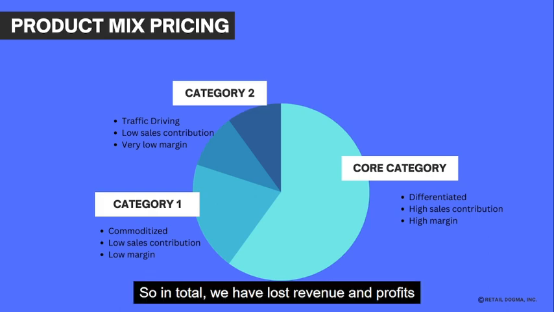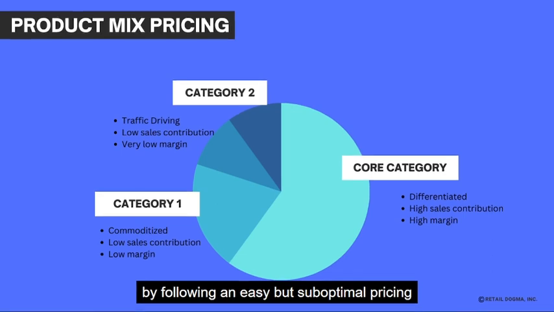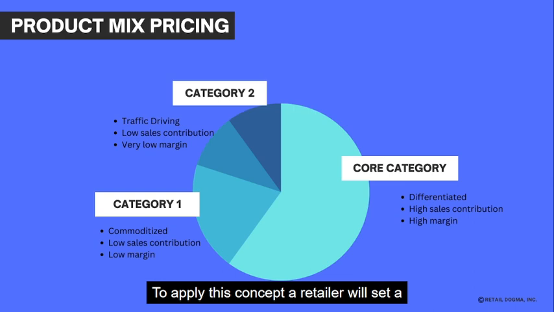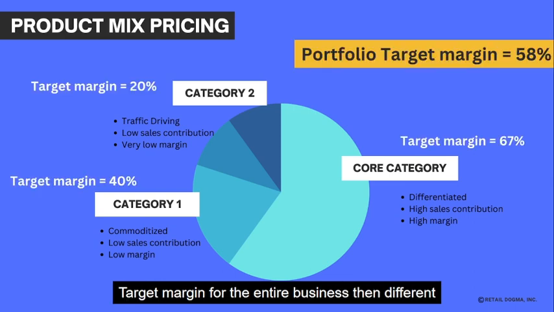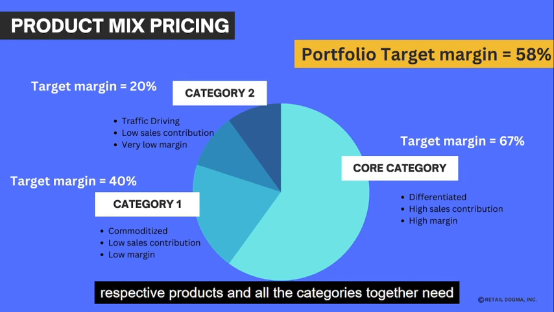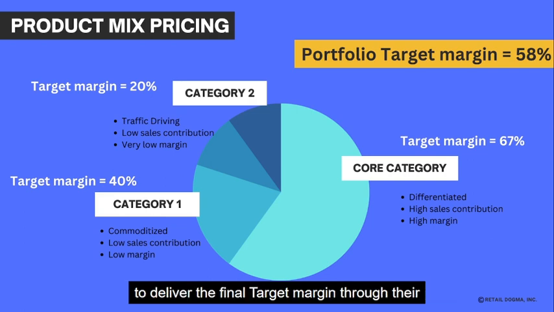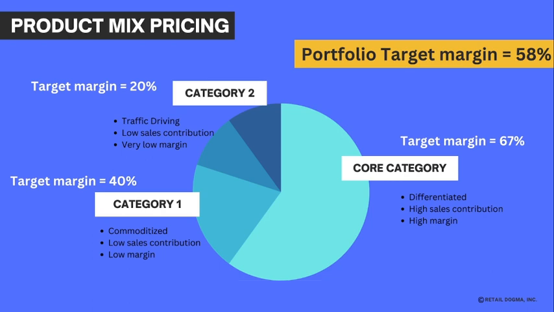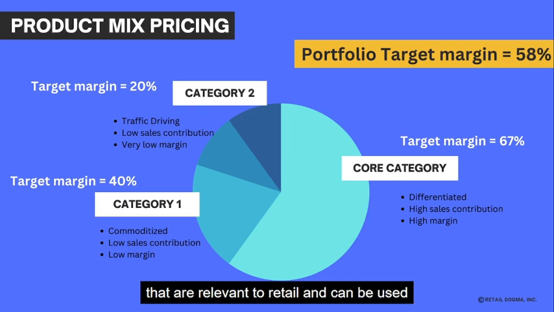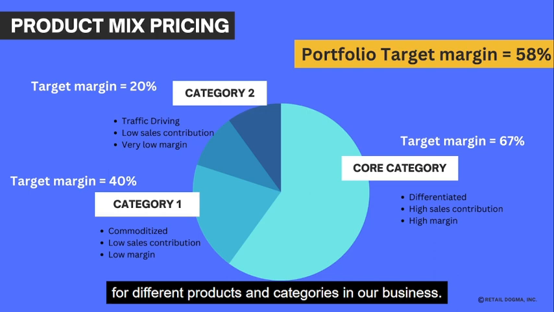So in total, we have lost revenue and profits by following an easy but suboptimal pricing strategy. To apply this concept, a retailer will set a target margin for the entire business. Then different margins for different categories that take into consideration the category contribution to the business and the market dynamics for its respective products, and all the categories together need to deliver the final target margin through their different sales volumes and gross margins. Now we will explore the different pricing strategies and methods that are relevant to retail and can be used for different products and categories in our business.